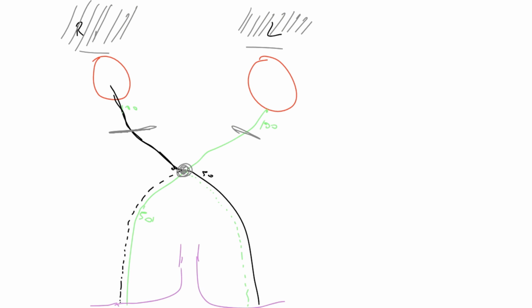For example, if there is any damage in this area, what happens is that 50% of the retina is functional in this eye, and 50% of the retina is functional in this eye. Okay, that means the patient will look confused. We call it hemianopsia.